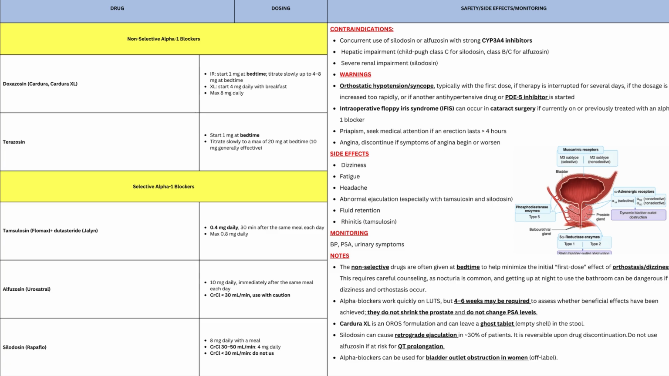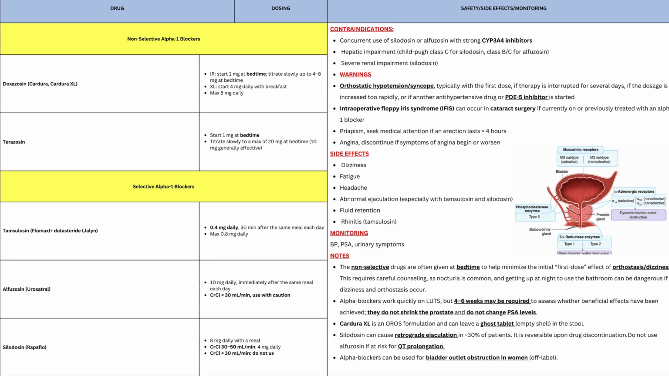Things to note for these drugs include the risk of orthostatic hypotension and syncope, especially with the first dose, or if the therapy is interrupted and restarted. Use caution when combined with other antihypertensives or phosphodiesterase 5 inhibitors like sildenafil or tadalafil. And there is the risk of intraoperative floppy iris syndrome, IFIS, during cataract surgery, seen in patients currently or previously on alpha 1 blockers.